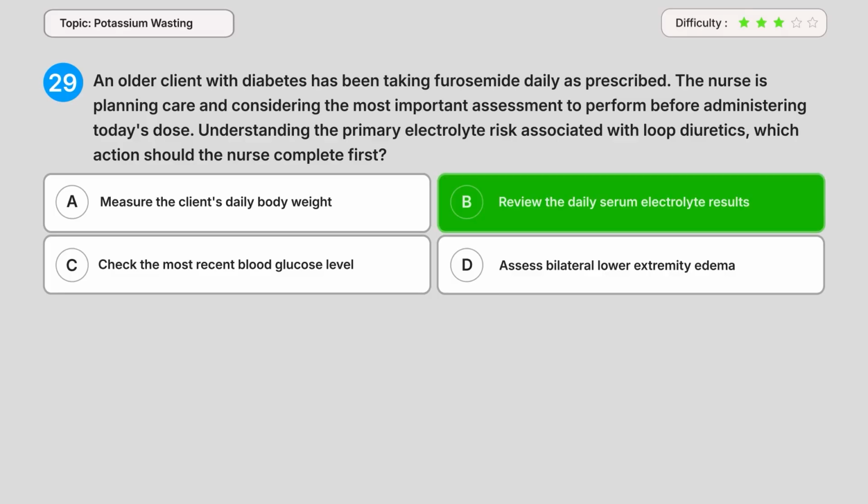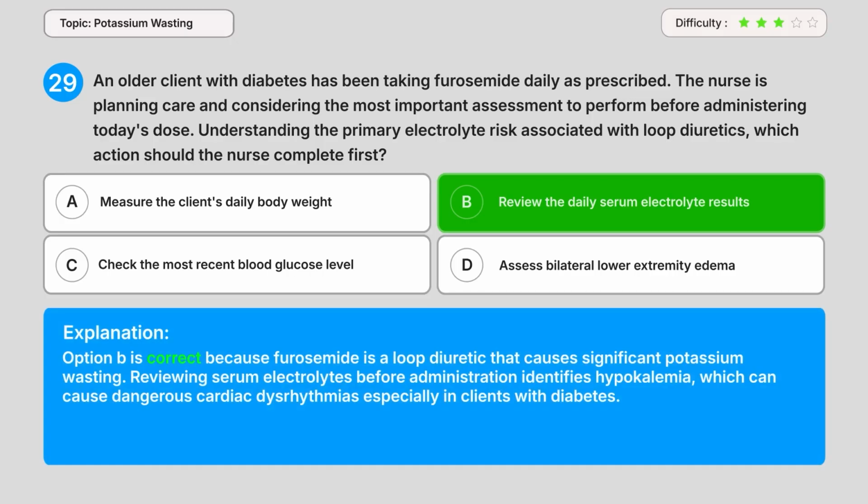Correct answer, B. Review the daily serum electrolyte results. Explanation. Option B is correct because furosemide is a loop diuretic that causes significant potassium wasting. Reviewing serum electrolytes before administration identifies hyperkalemia, which can cause dangerous cardiac dysrhythmias, especially in clients with diabetes.